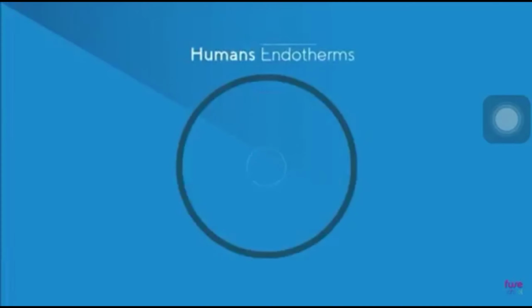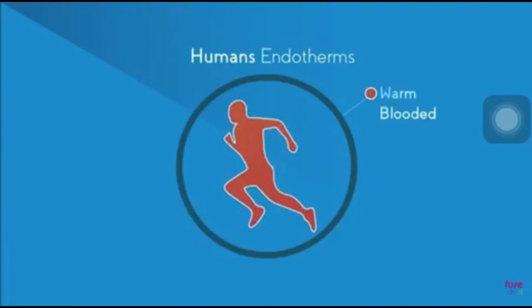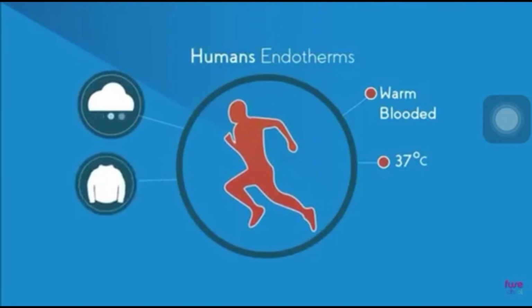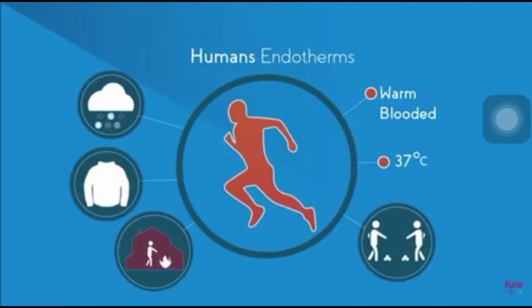Humans are endotherms. This means we are warm-blooded. We keep our body operating at 37 degrees Celsius, regardless of the external conditions. However, this is a real challenge as our environment changes all the time, depending on the weather, our clothes, if we are inside by the fire, or outside having a snowball fight. So how does this work?